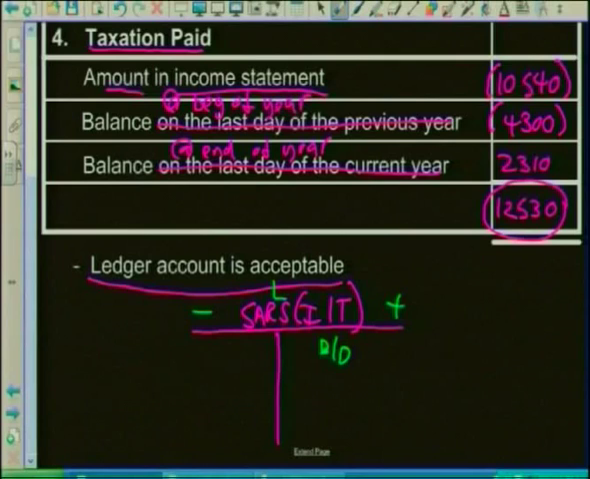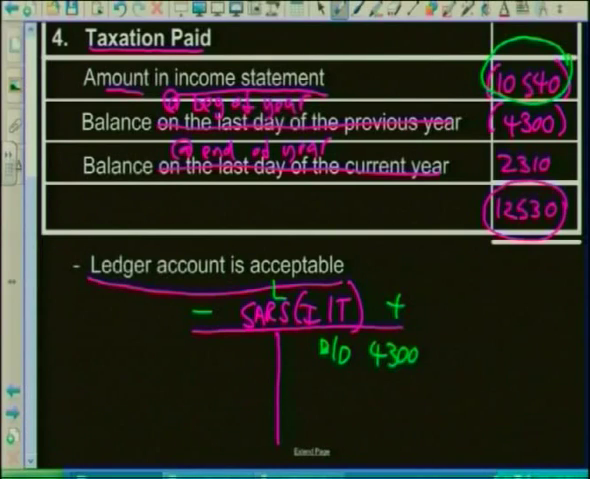In other words, you're brought down. At the beginning of the year, you were owing the receiver an amount of 4,300. So that would obviously go onto the credit side of my T account. Then, at the end of the financial year, I received my tax assessment, which I took to my income statement. There's that amount, that tax assessment. I should pay the receiver an amount of 10,540. That is my tax for the year, my taxation for the year.